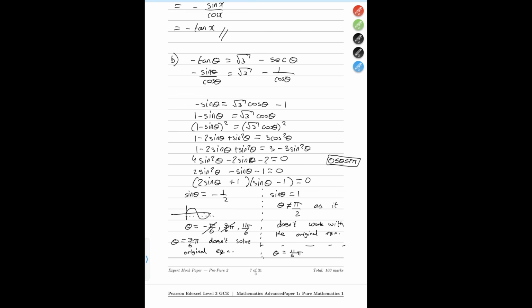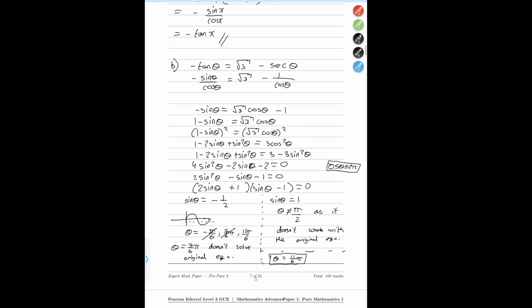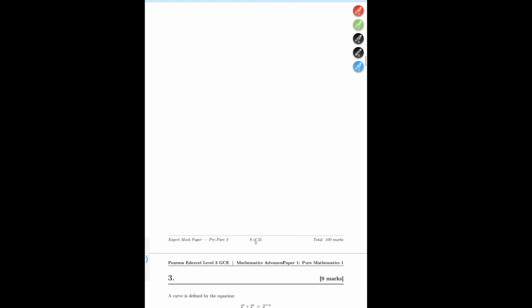But it's just important to note that with this one, I did square. So you have to acknowledge that there is a possibility of making an extra solution. And that's why we only conclude with theta being 11 over 6 pi. Okay, so hopefully that makes sense for question 2. And now we're ready to move on to question 3.